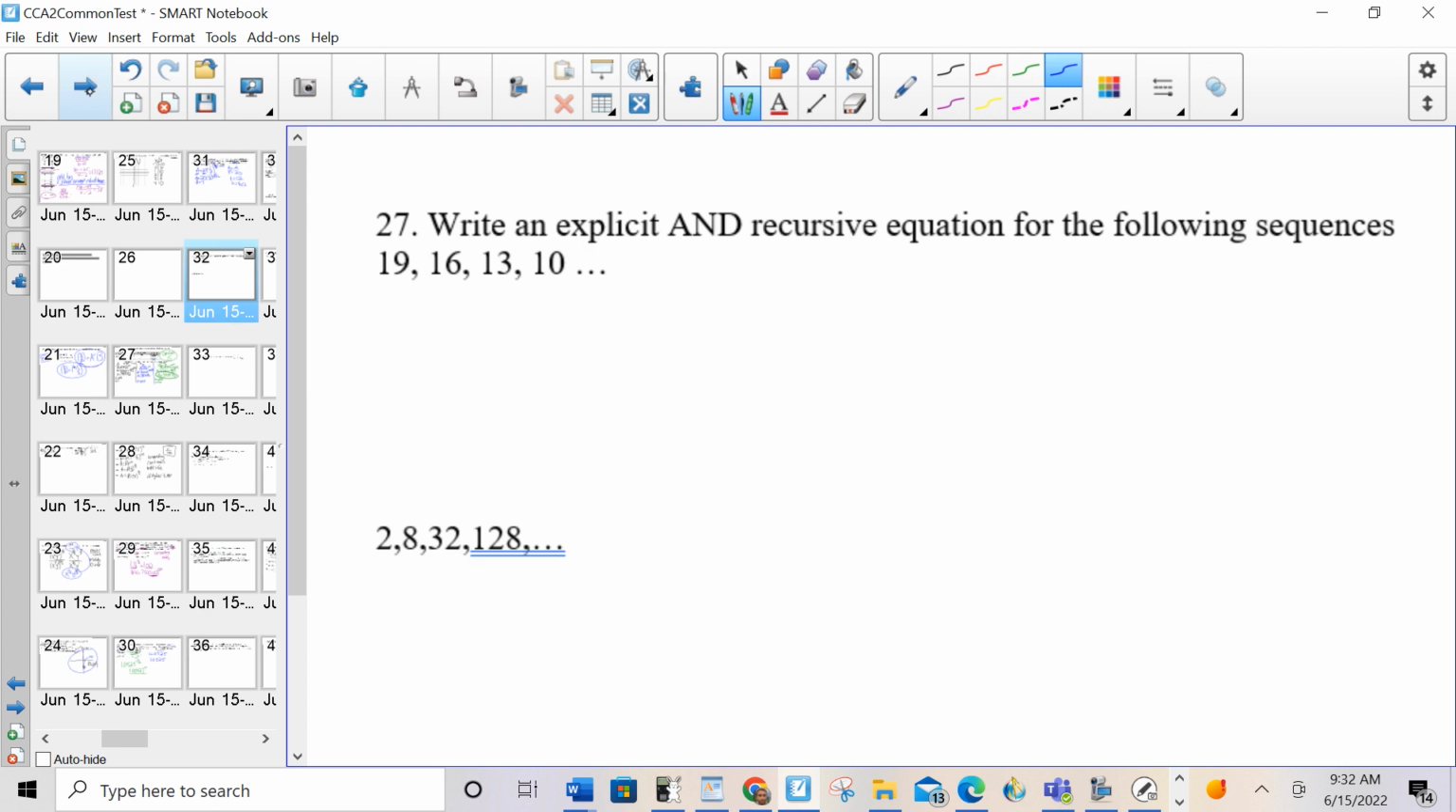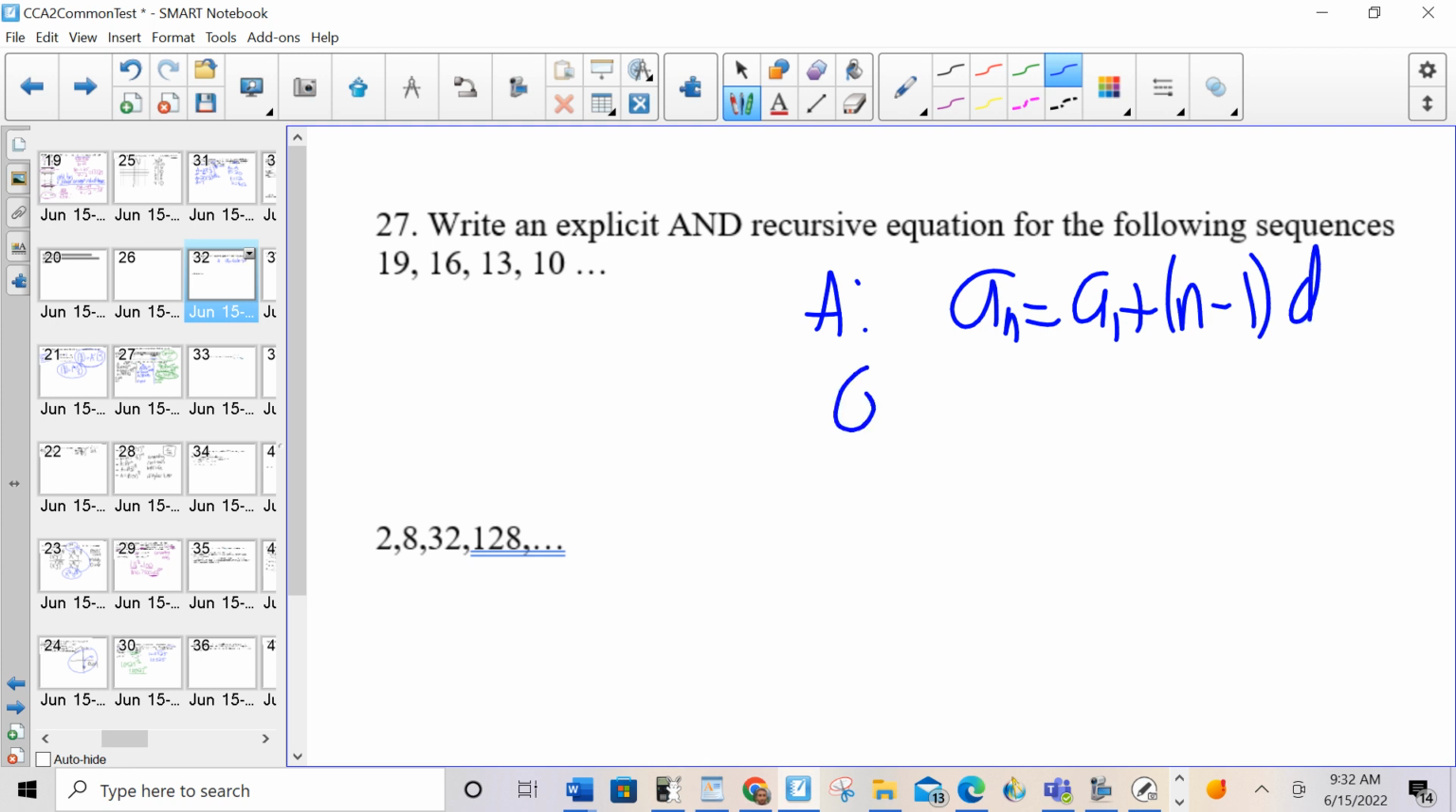Sequences. The explicit formulas are given to you on your reference sheet. Arithmetic is An equals A1 plus N minus 1 times D. And geometric is An equals A1 times R to the N minus 1. These are given to you on the reference sheet. So find the pattern. If you can find it mentally, great. If you can't, subtract, subtract, subtract, divide, divide, divide.